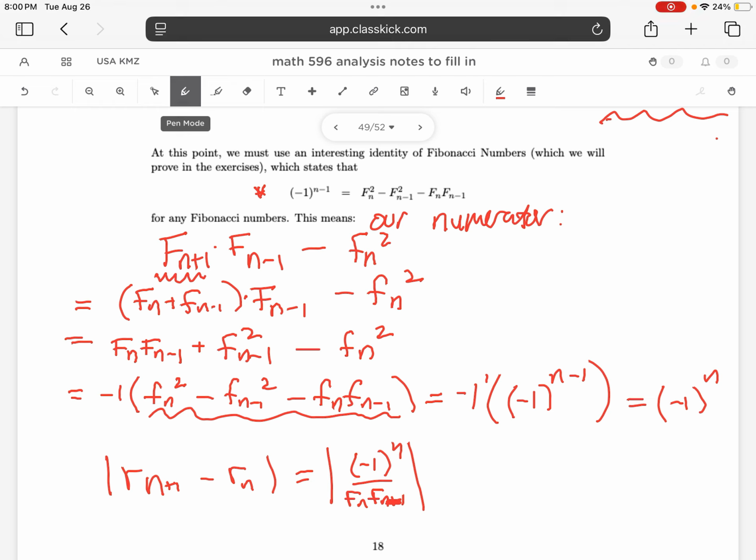Well, as n goes to infinity, that denominator is going to be getting large. We're multiplying two larger and larger Fibonacci numbers, and the numerator is going to be (-1)^n, but in particular, it's going to be staying relatively small compared to the denominator. And so that tells us that the difference between these consecutive terms is going to be approaching 0 as n goes to infinity. Now that doesn't necessarily mean that the limit exists, but we'll try to use this same idea, looking at some subsequences, to determine that the limit does in fact exist.